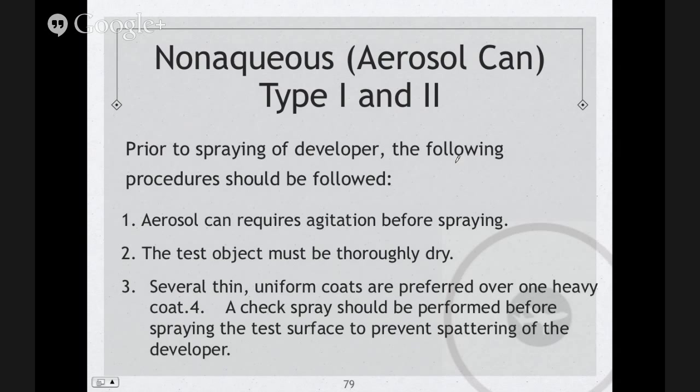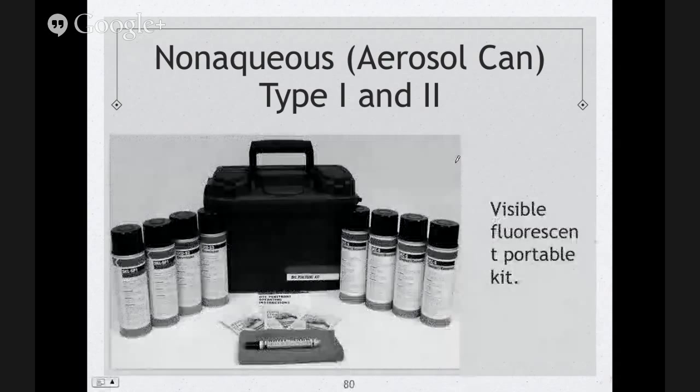And here you can see your different products. Here you have your developers. Most likely these are visible, these are red developers here. Penetrants here. And you have this too with your developers, and these developers are probably non-aqueous. Then you have your solvent removers, with your cleaners over here, which will be used to remove that penetrant.